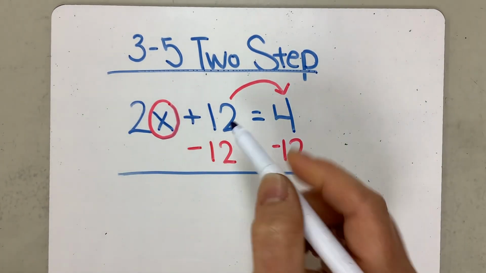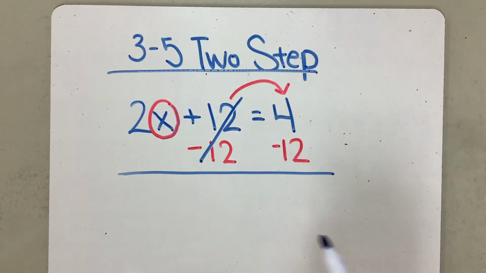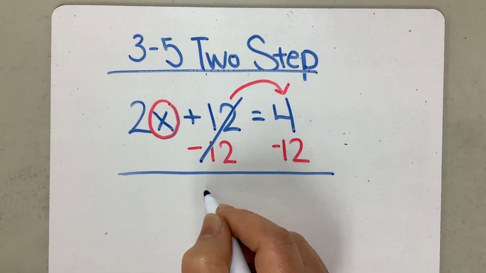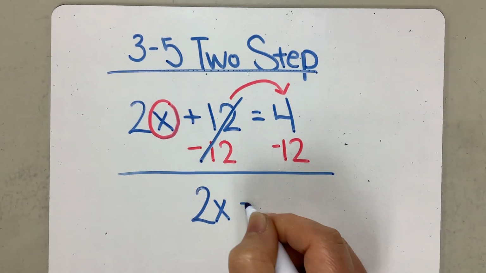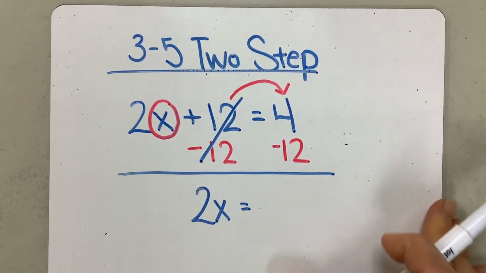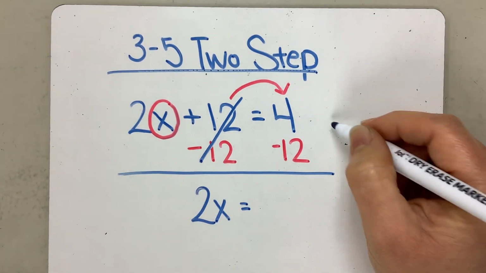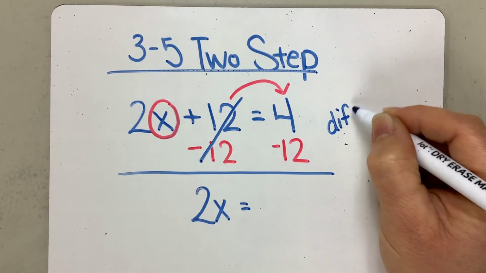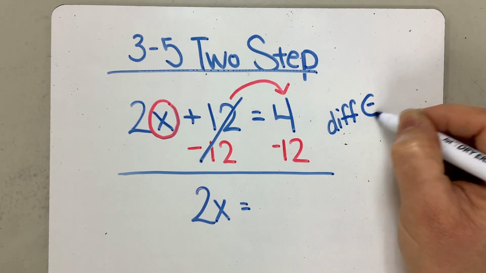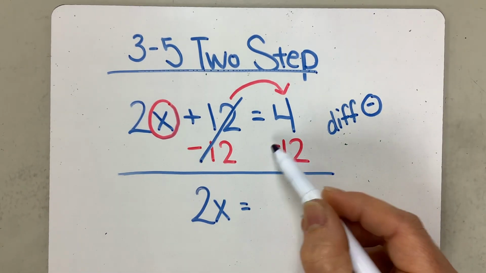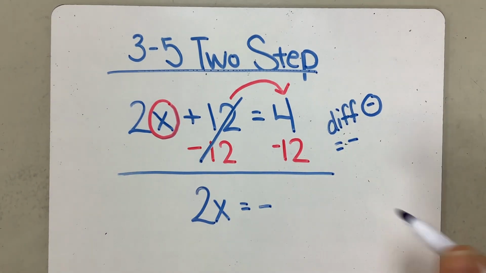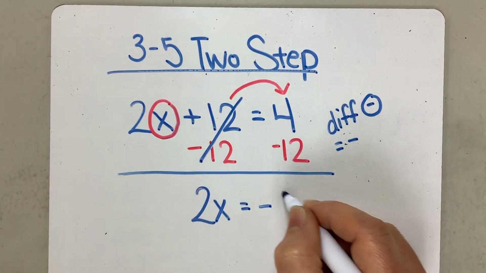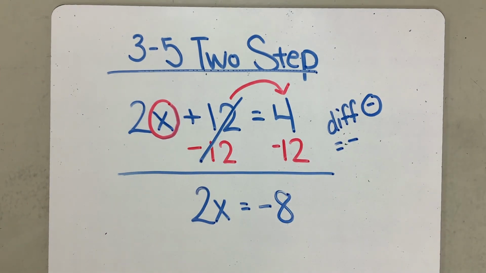All right, we have then created a zero pair, and we cross it out, bringing down the 2x that is left. And we have 4 and a negative 12. We know these are different. We know we're going to be subtracting then because they're different signs. This one's the bigger one, so we know our answer has to be negative. And then 12 minus 4 is 8. All right, so that is our first step.